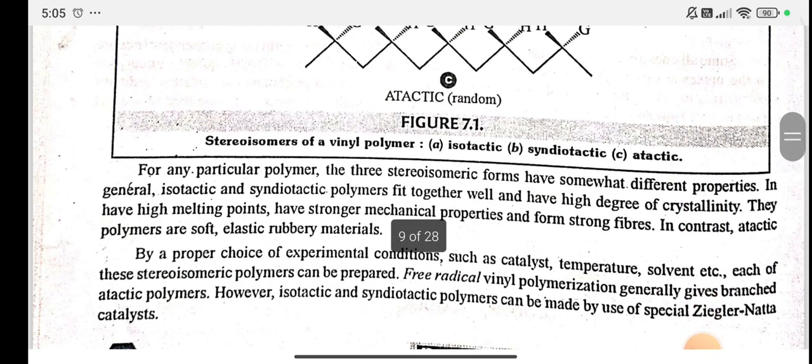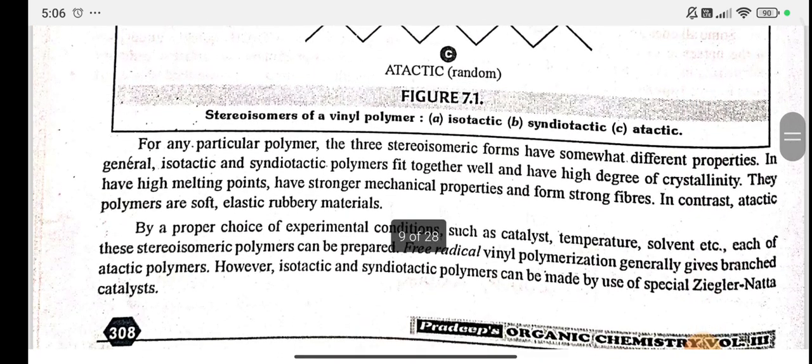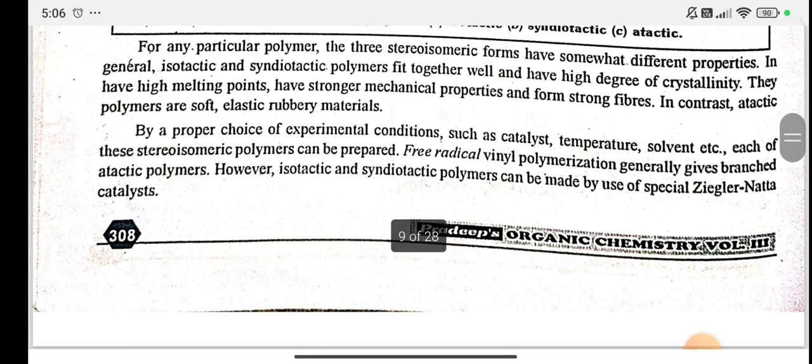For any particular polymer, these three stereoisomeric forms have somewhat different properties. In general, the isotactic and syndiotactic polymers fit together well and have a high degree of crystallinity. They have high melting points, stronger mechanical properties, and form strong fibers. In contrast, atactic polymers are soft, elastic, rubbery materials. By proper choice of experimental conditions such as catalyst, temperature, solvent, etc., any of these stereoisomeric polymers can be prepared. Free radical vinyl polymerization generally gives branched atactic polymers.